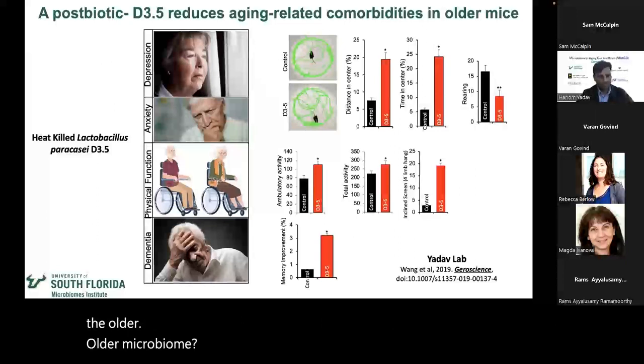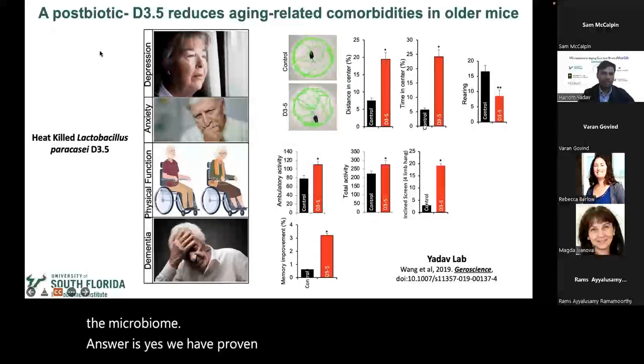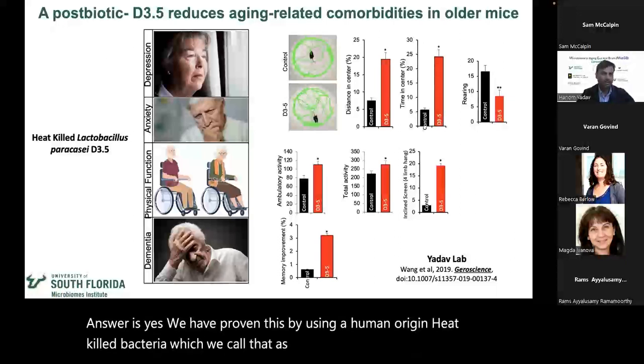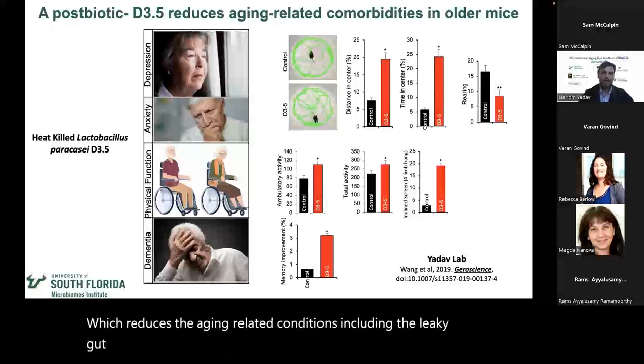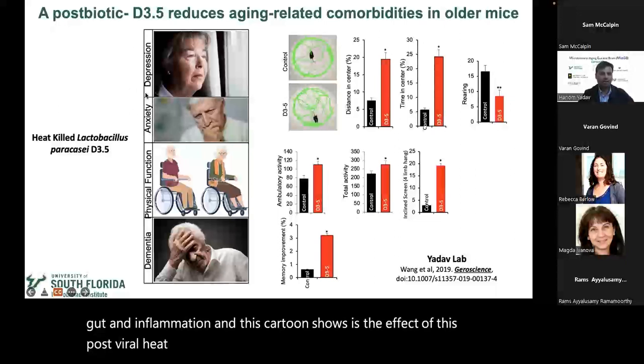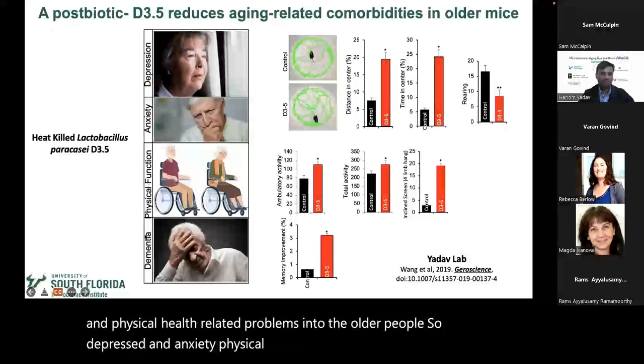Can this be restored by certain interventions based on the microbiome? The answer is yes. We have proven this using a human-origin heat-killed bacteria, which we call a postbiotic, D35, which reduces aging-related conditions, including leaky gut and inflammation. This cartoon shows the effect of this postbiotic on the most common mental health and physical health problems in older people: depression, anxiety, physical dysfunction, as well as dementia.